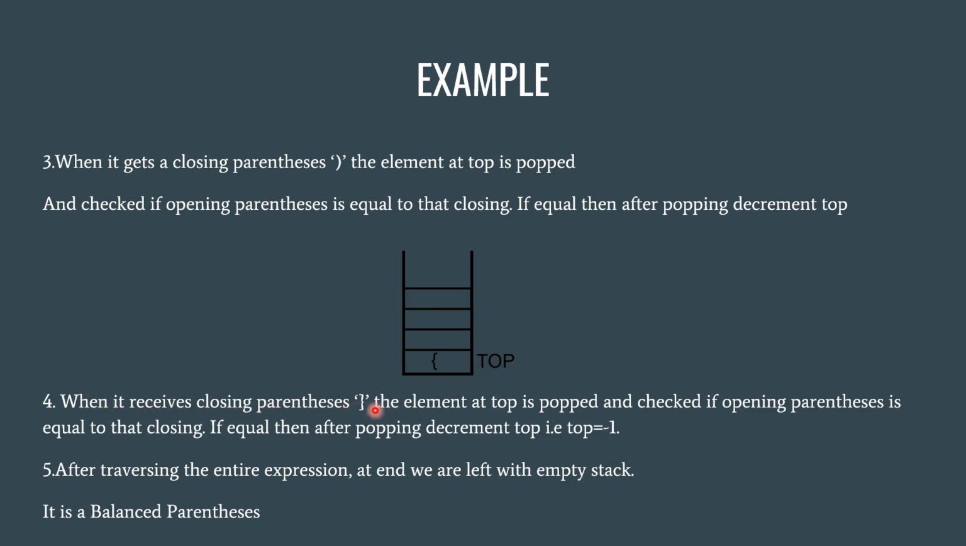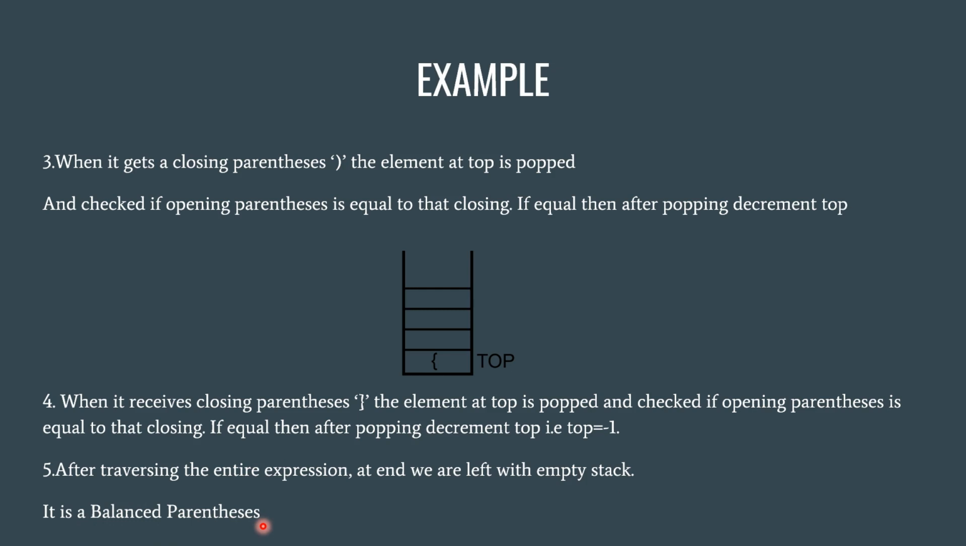When it receives a closing parenthesis, the element at top is popped and checked if the opening parenthesis is equal to that closing. If equal, then after popping, decrement top. After traversing the entire expression, at the end, if we are left with an empty stack, it is a balanced parenthesis.